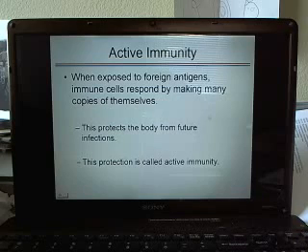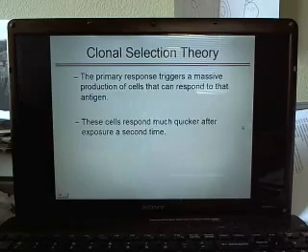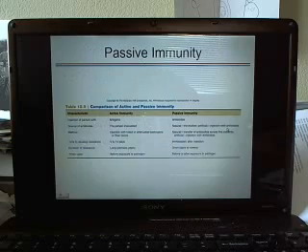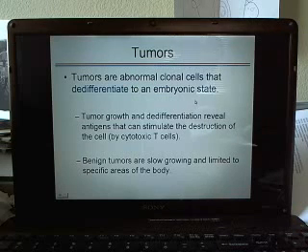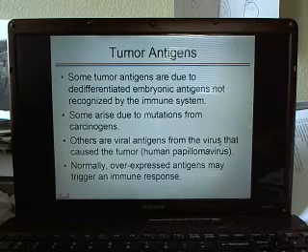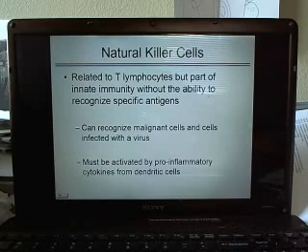Active immunity is exposure like a virus. Passive immunity is what's passed on from your mother, things like that. Tumors differentiate to an embryonic state, and that's how we can tell them. They're not as differentiated as an adult cell or a regular cell. We have natural killer cells, which recognize malignant cells and other infected cells such as those with viruses.